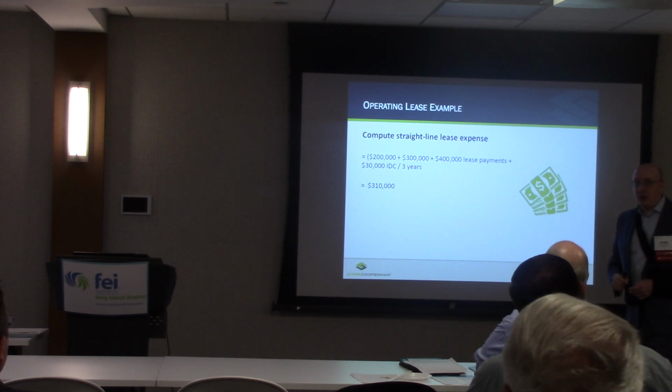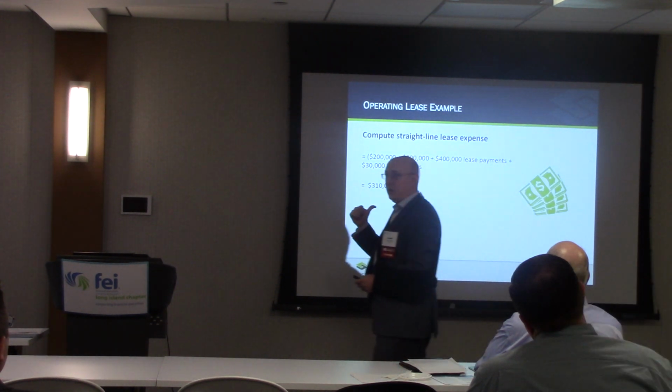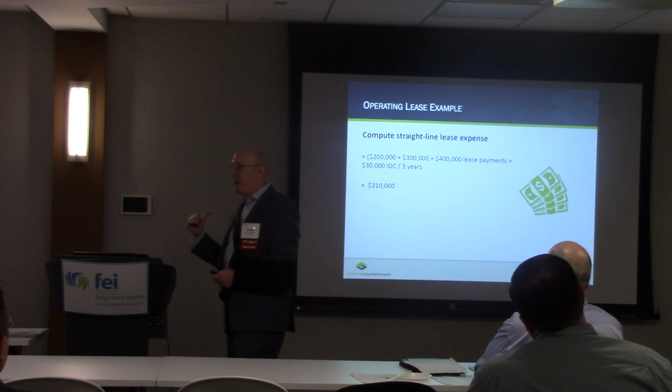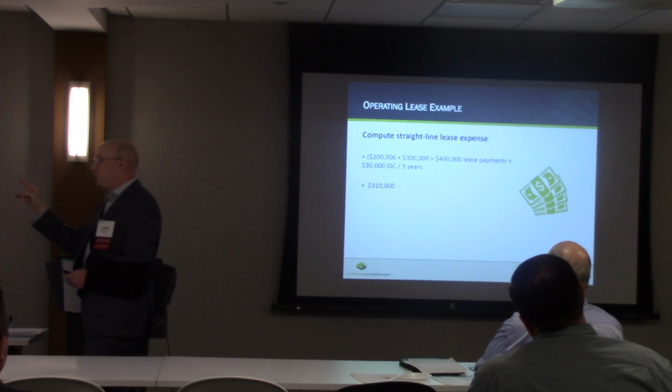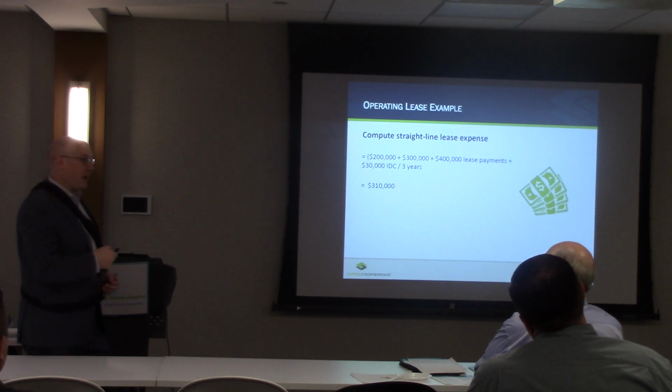For our operating lease though, as I mentioned, first thing that you have to do is calculate your straight line. So this is just pure straight line, it has nothing to do with the right to use asset, this is just my payments, my gross payments, 2, 3, and 400, divided by 3, gets you to 310. Again, hopefully my math is accurate.